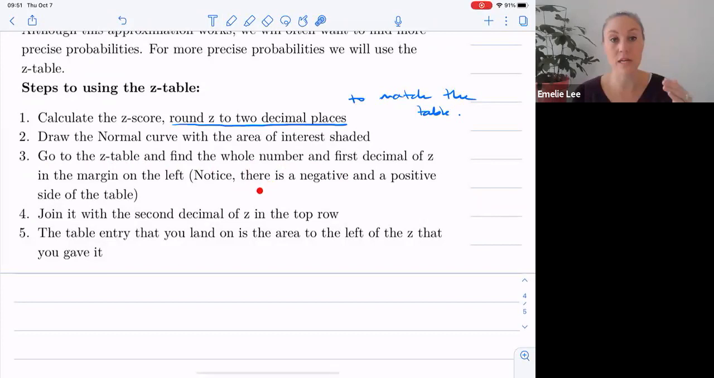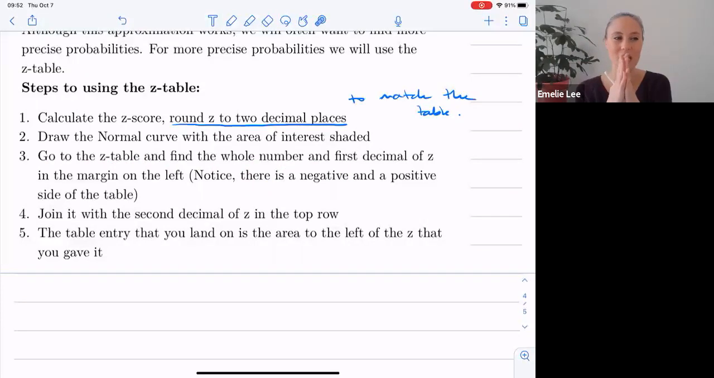Notice that there's a negative page followed by a positive page. And so you have to make sure that you've got a positive or a negative Z score, because remember, that's going to determine if you're above or below the mean, right?